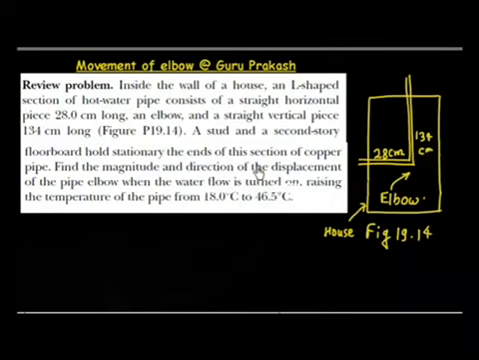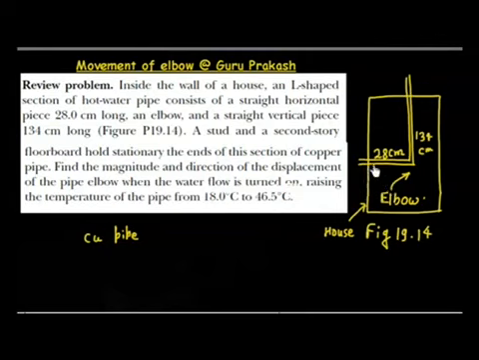Now the ends of this section are fixed to a stud and a second-story floor. The pipe is made of copper. The question says find the magnitude and direction of displacement of the pipe elbow, when the water flow is turned on, raising the temperature of the pipe from 18 degrees centigrade to 46.5 degrees centigrade.